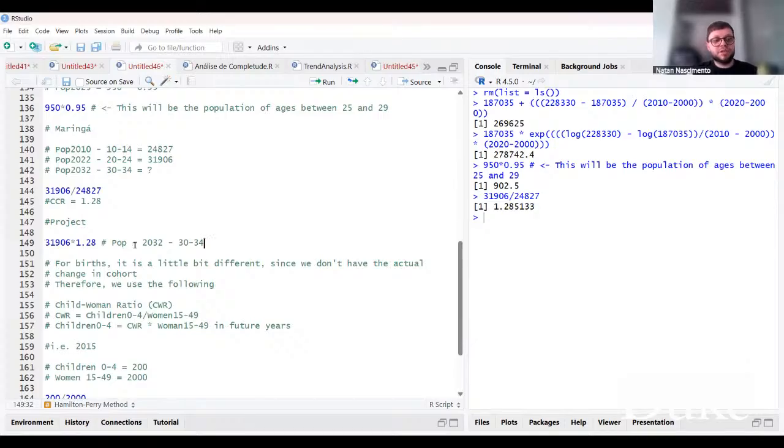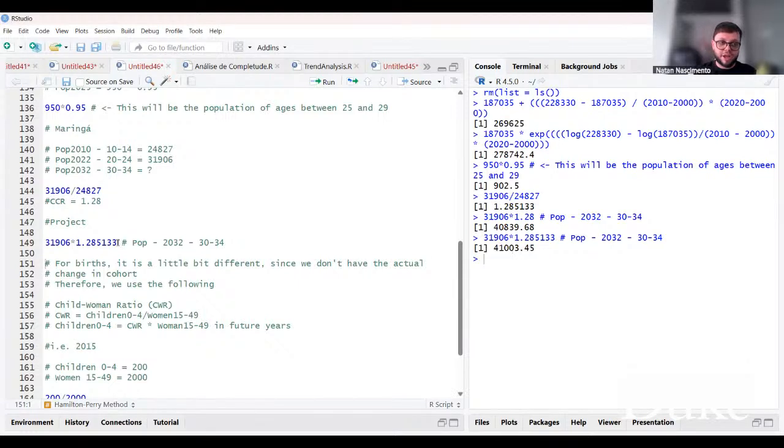Then we project: population in 2022 multiplied by the cohort change ratio. And that gave us 40,839.68, so it will be 840. We can, of course, use the total here, and it will give us a little bit more. Either way is fine. If you want it more accurate, you can use the whole number. If you want to round it up, it's fine.